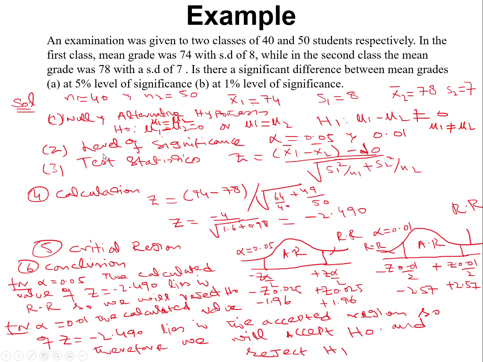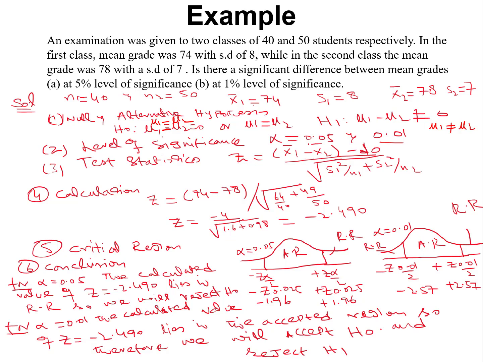So this is our second step, level of significance. As I already told you, in this question they are asking to check at a 5% level of significance, so this is 0.05, and check for 0.01, which is a 1% level of significance. As I already discussed, the test statistic, because this is two types of data, the Z statistic will be x1 bar minus x2 bar. It doesn't matter if you put x2 bar minus x1 bar or x1 bar minus x2 bar, because this is a two-tailed test. If it was a one-tailed test, then it would matter.